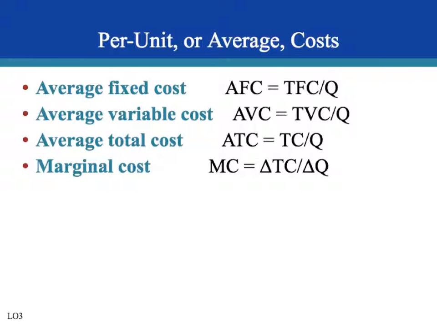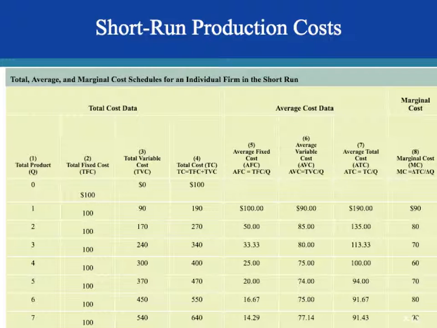Also we have average cost. Average fixed cost would be total fixed cost divided by the number of units produced. Average variable cost would be total variable cost divided by the quantity produced. Average total cost, same thing, would be total cost divided by total units produced. And marginal cost is the change in total cost that happens when you decide to produce an additional unit of output. So if I were to produce an extra cake, how much did my total cost change when I decided to produce that cake? So we can look at this graph here.